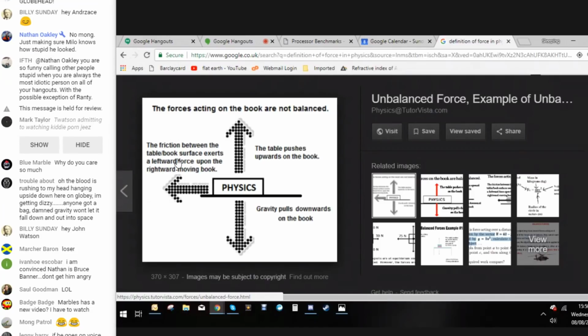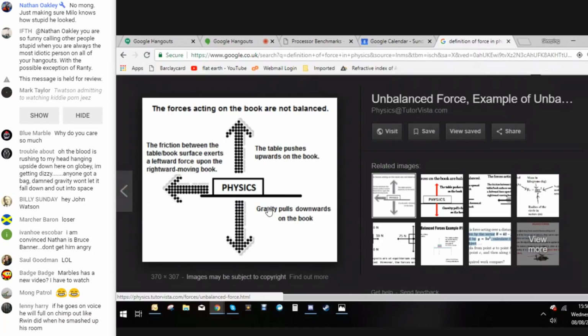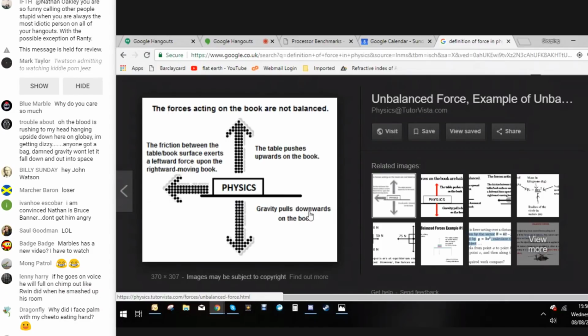The friction between the table and the book we can demonstrate by heat that's generated between the physics book and the table itself. If you really wanted to, you could measure that somehow. Yes, I agree with that, yes. How would you identify the gravity pulling downward on the book?